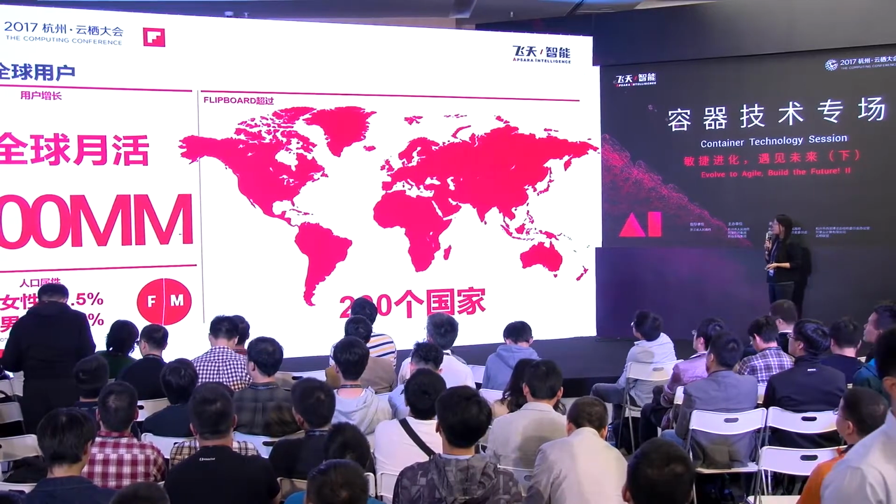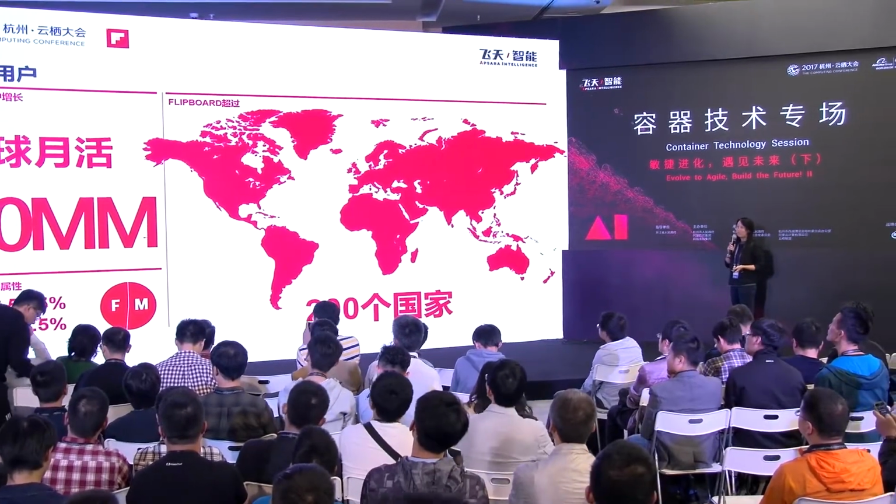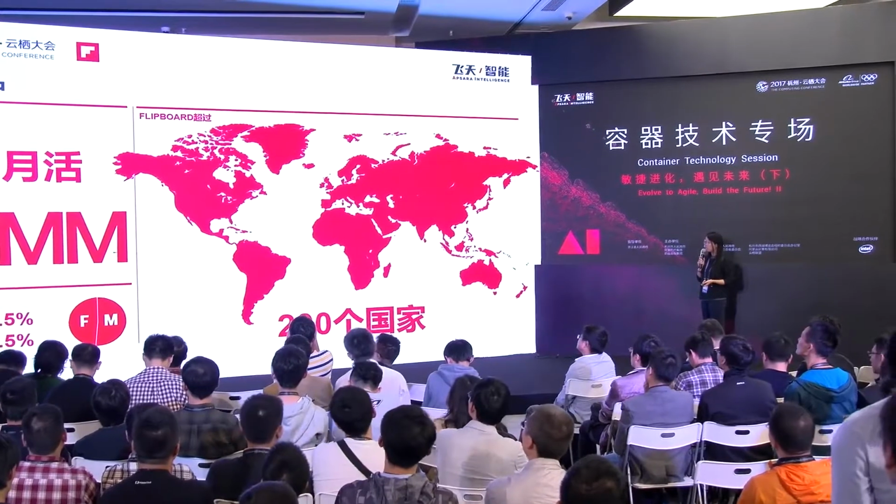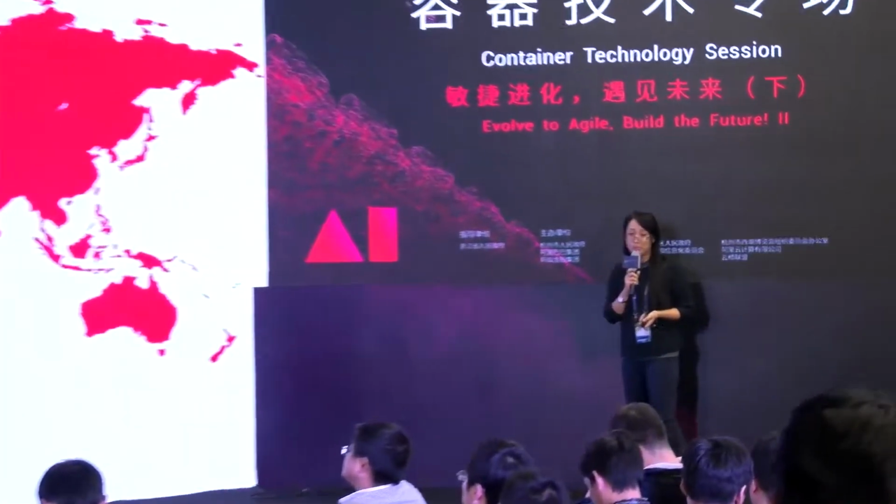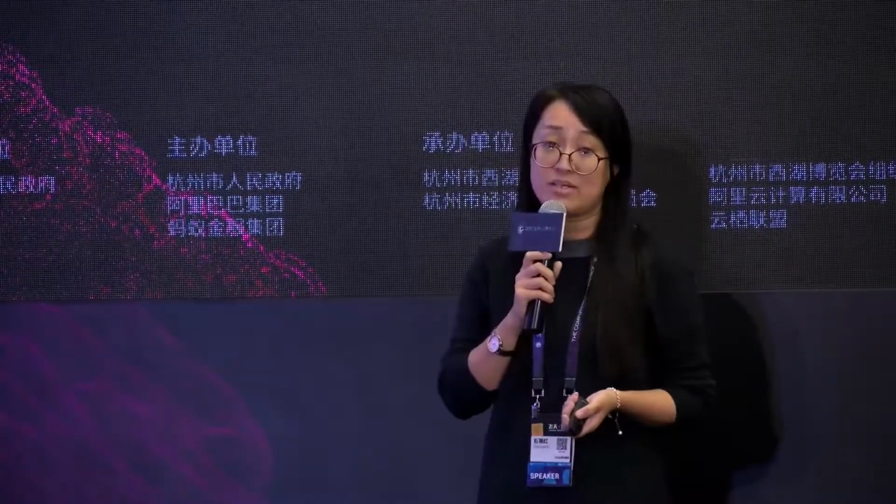Globally, we cover 200 countries with over 100 million monthly active users. And also the gender mix is quite balanced. In China, we have almost 1.1 million daily active readers, and every week we have 3.3 million people using Flipboard. The most popular interests on Flipboard are technology, news, and business.